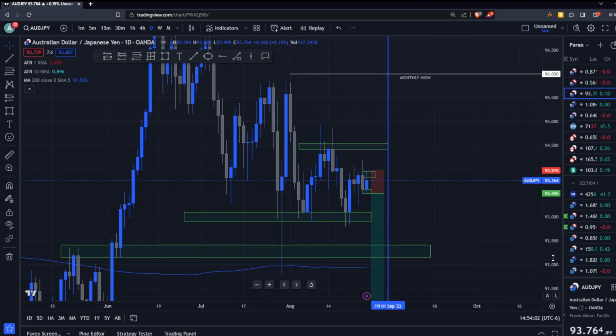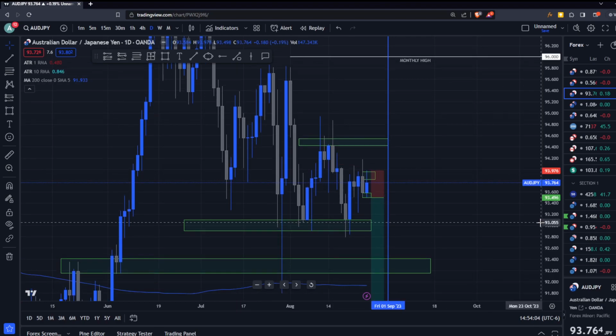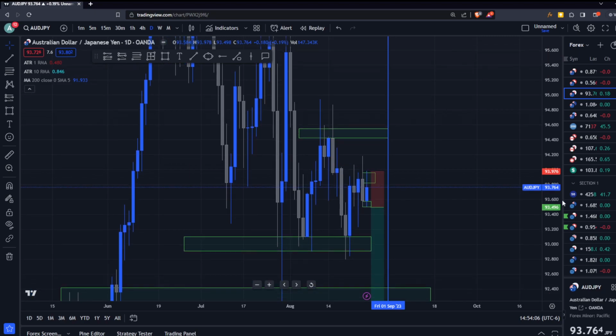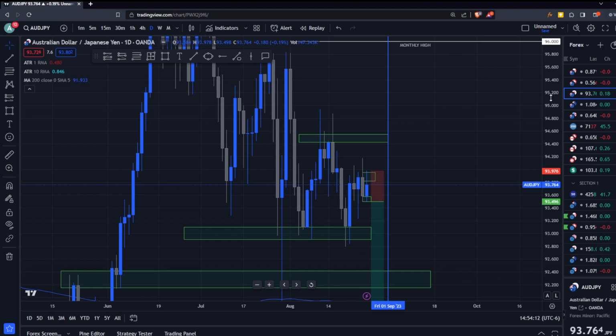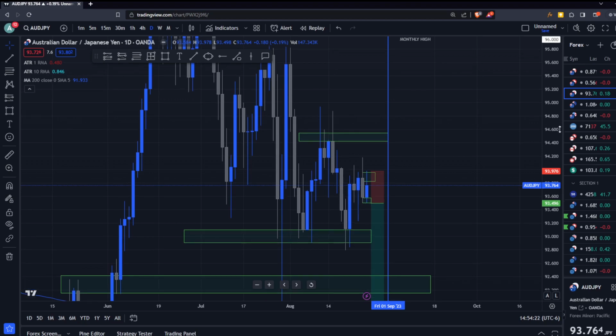It's above this moving average, yes, but I do think the Aussie currency specifically is weakening, and I do think it's going to break below this area. And then as well as all the other yen pairs, like CAD yen, even dollar yen. If you look at the dollar index, the dollar is getting more bullish.